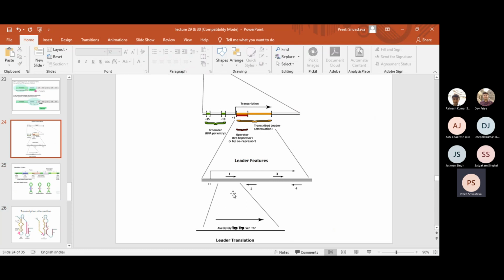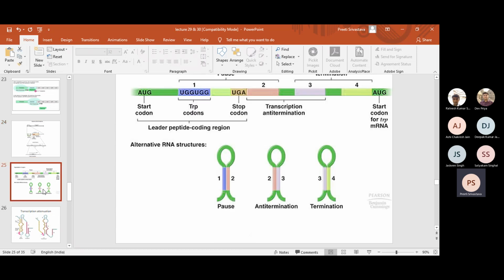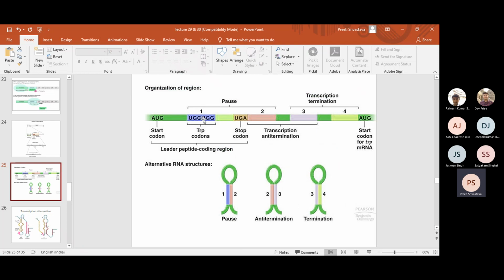Also in this sequence, in region 1, there are two sequences which code for the tryptophan codon. Two codons for tryptophan are present. Over here in the sequence, in region 1, these are the two codons, UGG and UGG, the tryptophan codons. And this is how the hairpin structures can be made: 1 and 2, 2 and 3, and 3 and 4.